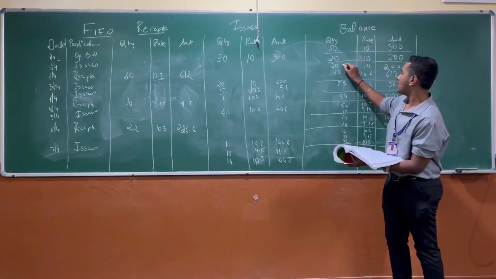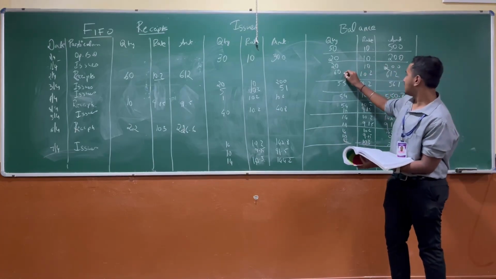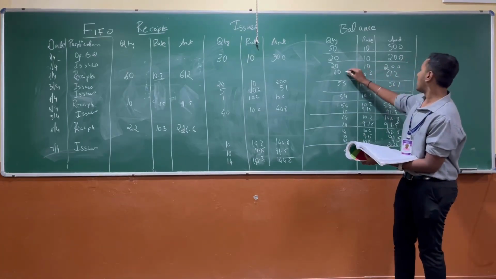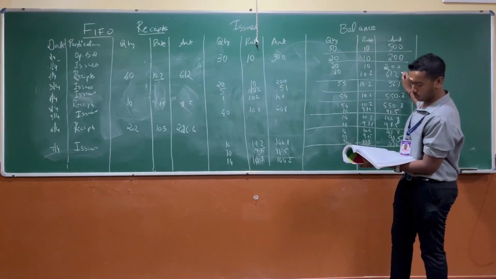We're showing it separately. There is 20 tons of rupees 10 each, and there is 60 tons of 10.2 each. Which actually, if you multiply, this is 200. 60 into 10.2, we will get 612.